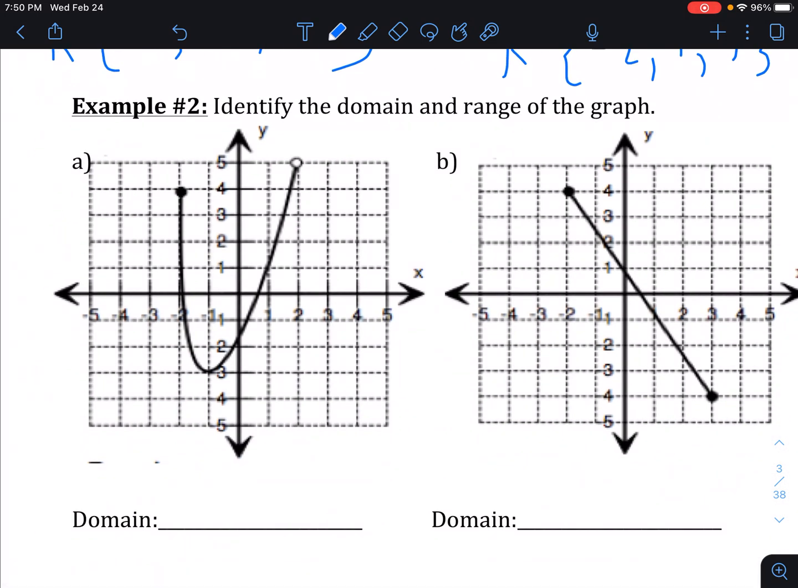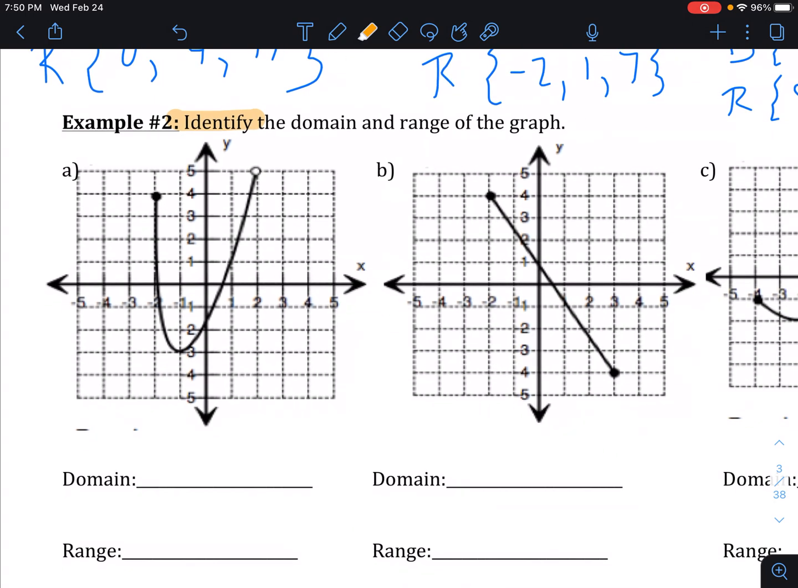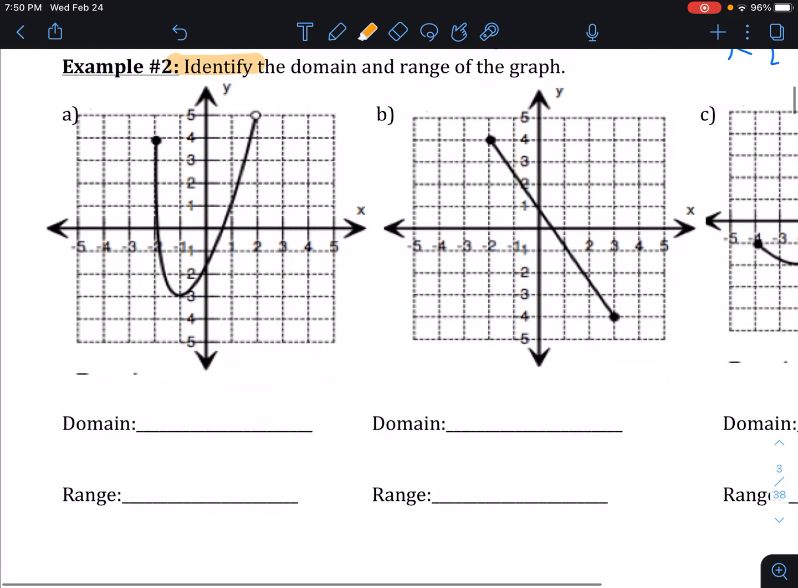Okay, example 2. The directions are identify the domain and range of the graph. So again, identify means we're just going to list them. So the domain, by the way, when it's a line or a curved graph like this is called continuous, meaning it's not broken up into pieces. If it was broken up into pieces, it would be called discontinuous. Now, for the domain, keep in mind we're talking about x values, so your focus needs to be the x-axis numbers here. Okay, so look at those numbers for the domain.